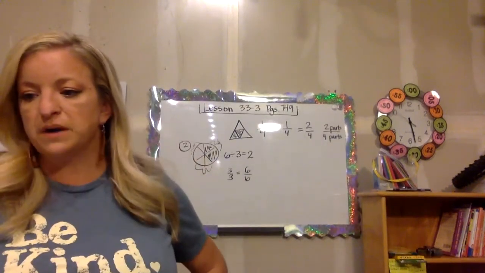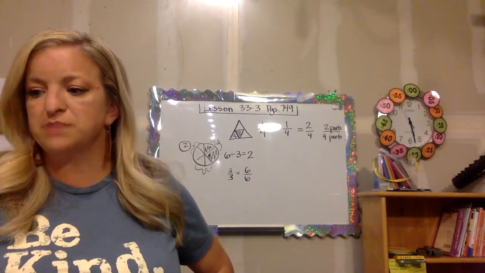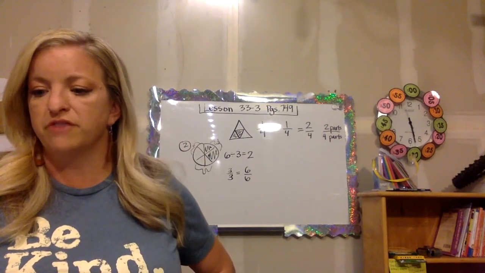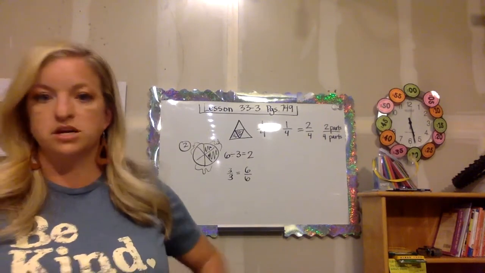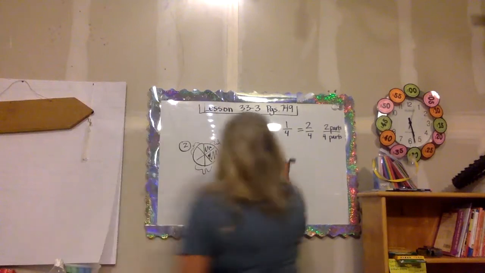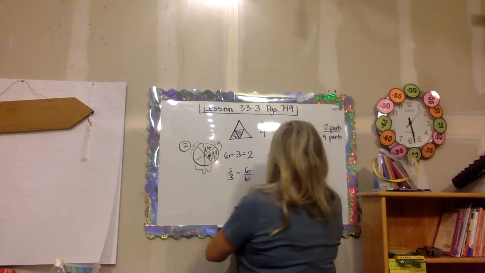So the next part, after it says shade in 1/3, says how many same-sized parts cover 1/3 of the circle? Show your work. So number 2 would be 2 parts. So you would say 2 parts. I have 2 parts. 1, 2.